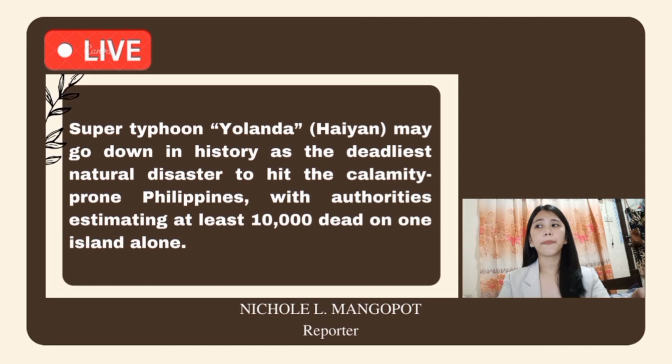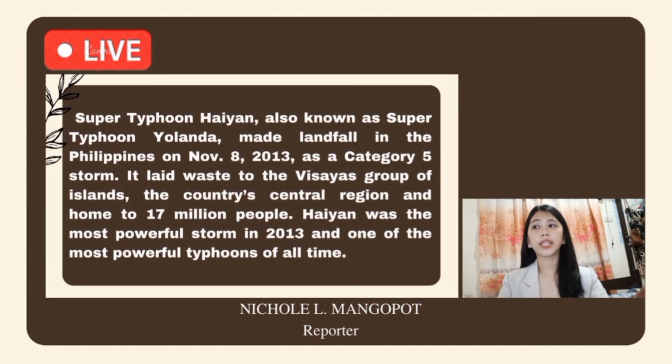Typhoon Yolanda may go down in history as the deadliest natural disaster to hit the calamity-prone Philippines, with authorities estimating at least 10,000 dead on one island alone. Super Typhoon Haiyan, also known as Super Typhoon Yolanda, made landfall in the Philippines on November 8, 2013 as a Category 5 storm. It laid waste to the Visayas group of islands, the country's central region, and home to 17 million people.